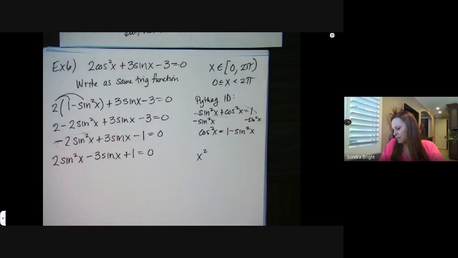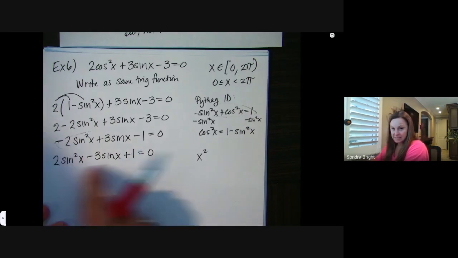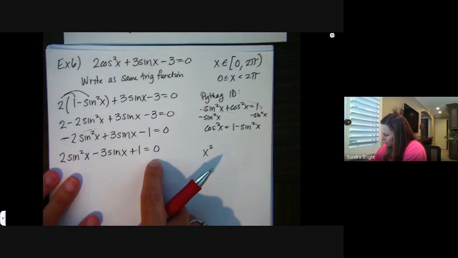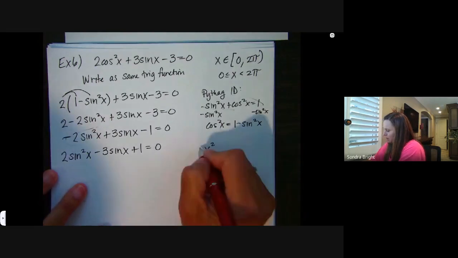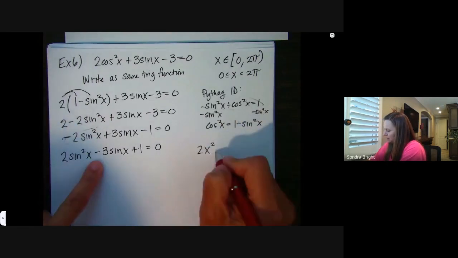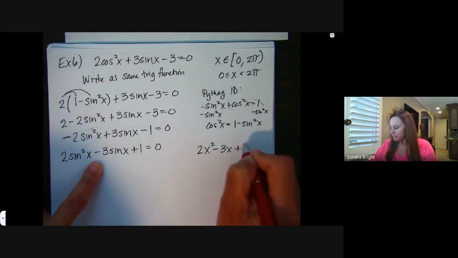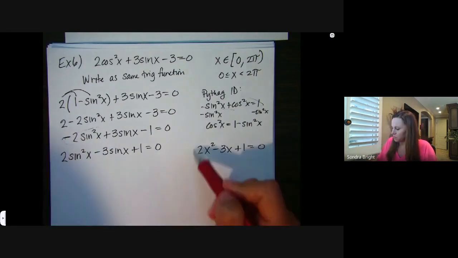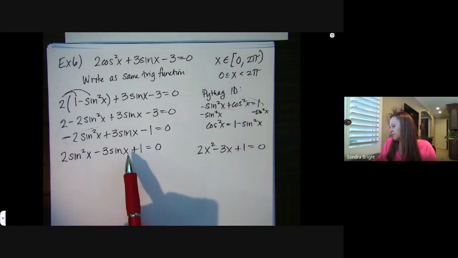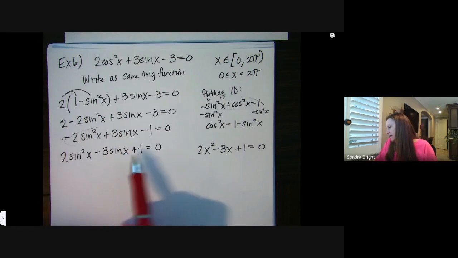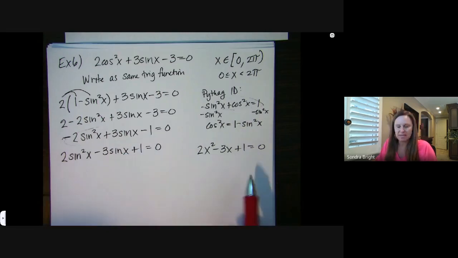Okay. And why would I do that? Because this factors the exact same way as 2x squared minus 3x plus 1. If I know how this factors, this will factor the same way. The only difference is instead of it being x times x, it's going to be sine of x instead.